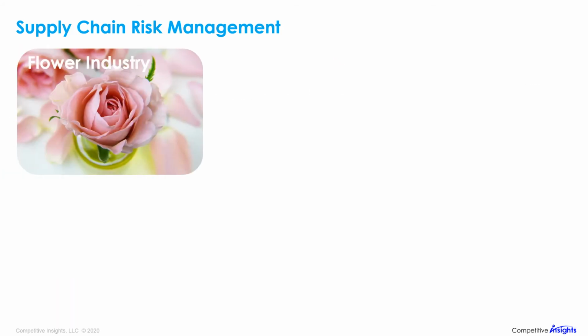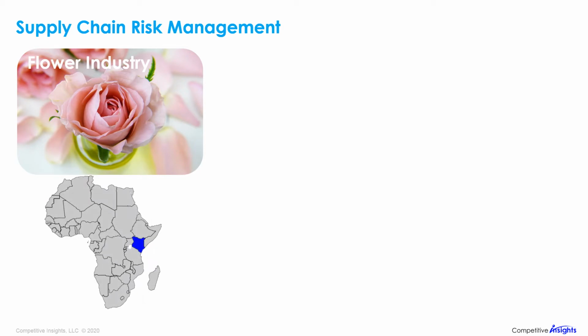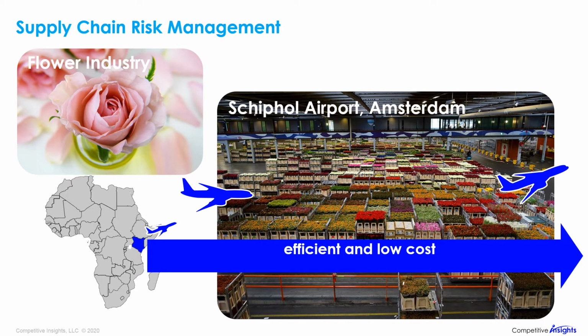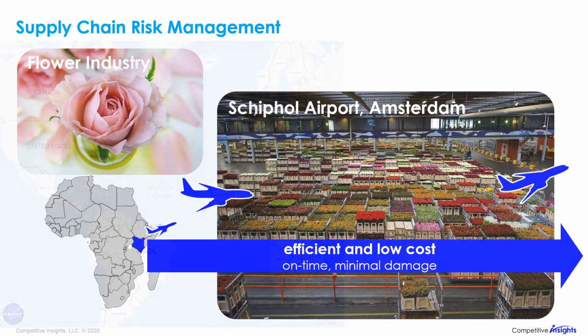You're in the flower business, and you grow flowers in Kenya. And if you've ever seen the operation at Schiphol in Amsterdam, you know that when flowers are flown in from different places, including Kenya, there's a very efficient cross-dock operation where the flowers are off of one plane and onto another in a matter of minutes. It's incredibly efficient and low cost. So you're using that operation, and everybody's happy. Your CFO is happy. You're meeting customer demand on time, minimal damage on the product. So everything is just going great.